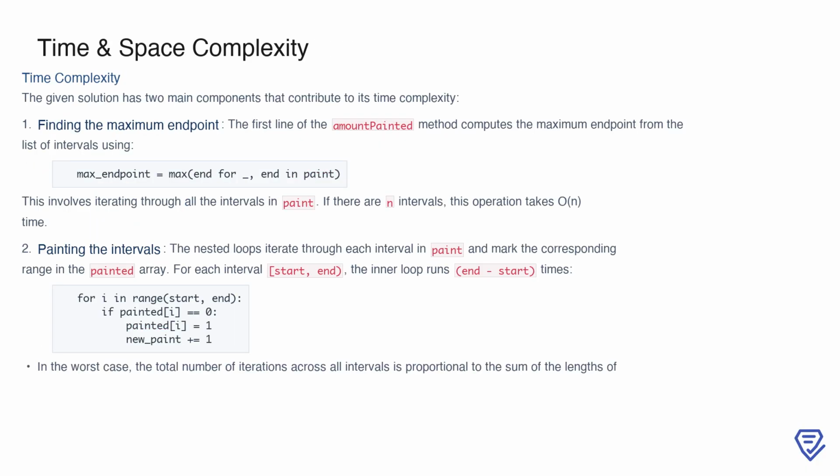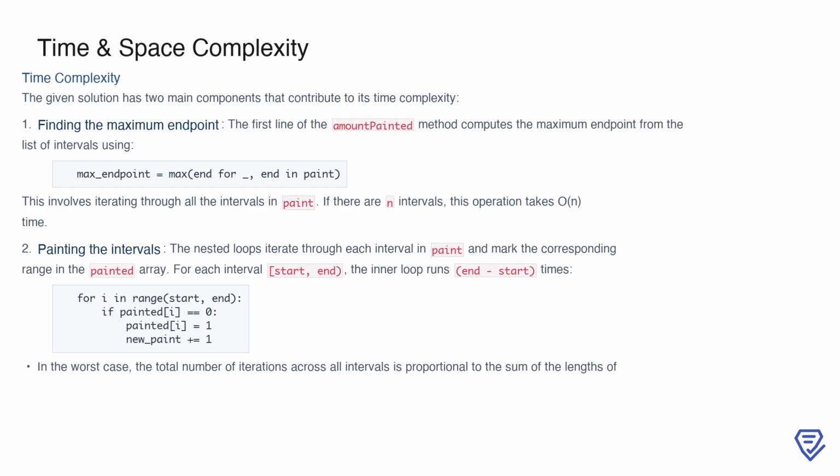To analyze the time complexity of the solution, we need to consider two main operations. First, calculating the maximum endpoint among all intervals. This is done using a single iteration over the list of intervals, where we extract the endpoint for each interval and find the maximum value. Since this involves processing each interval once, and there are n intervals, this step runs in O(n) time.